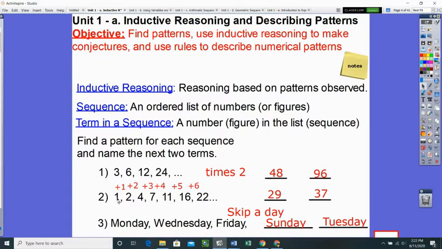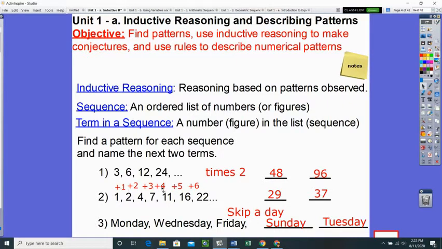Now the next one looks like I'm multiplying by 2, but that doesn't hold from 4 to 7. But I do notice that I'm adding 1, then I'm adding 2, then I'm adding 3. And there's actually almost a pattern in the description of the pattern. So we're adding 1 more each time, would be another way to say it. So we're going to add 7, which would give us 29. And then we're going to add 8, which would give us 37.